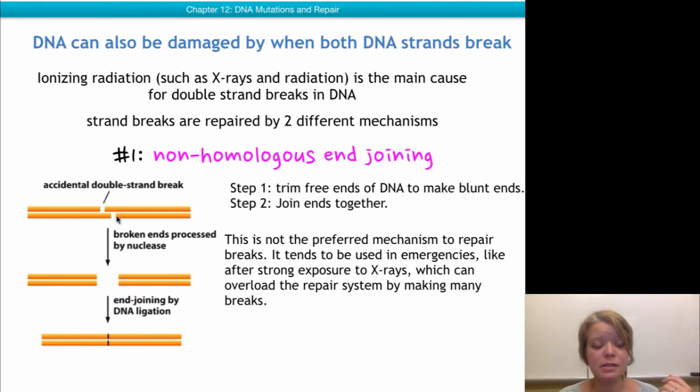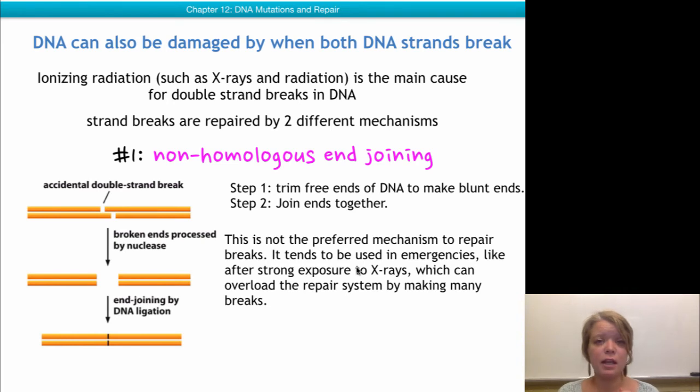The cell has realized that it has broken chromosomes that are not attached to anything, and it does its best. It trims off the break by nuclease and then it glues them together somehow. That is not the preferred way to repair such breaks, but it is quick and dirty and it gets the job done. It also is one of the ways to cause indel mutations and chromosomal abnormalities inside your chromosomes.